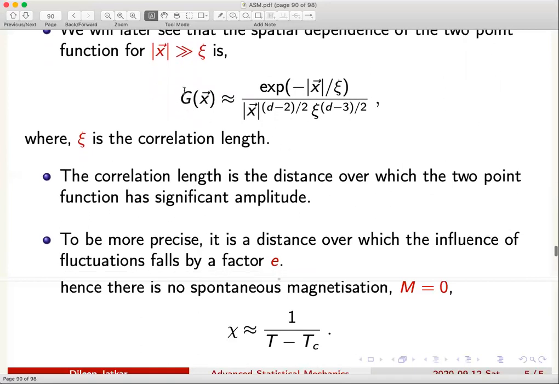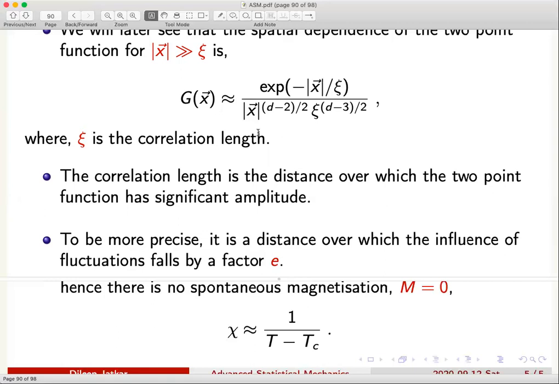If you look at this function, then you will find that this function has, of course, some power law falloff sitting around here, but its main fall is determined by this exponential function. And xi is a distance, or a number, which tells you that the strength of this correlation falls by a factor e at distance mod x equal to xi. Because when this is equal to xi, then e to the minus 1 implies that this quantity has fallen by a factor of 1 over e.